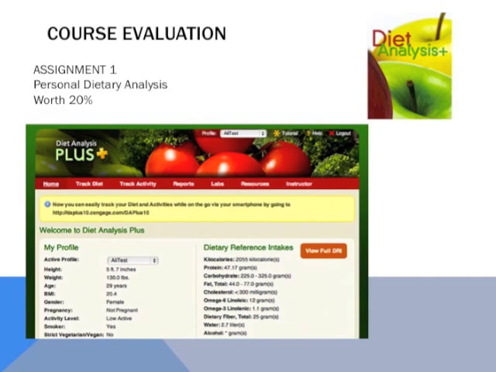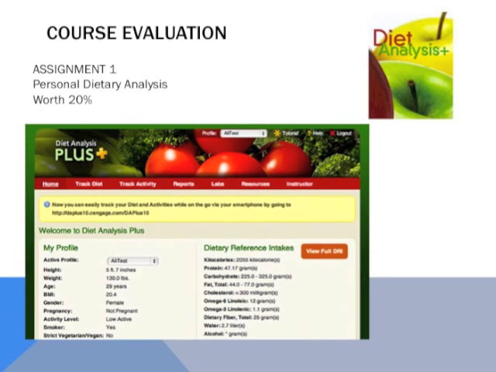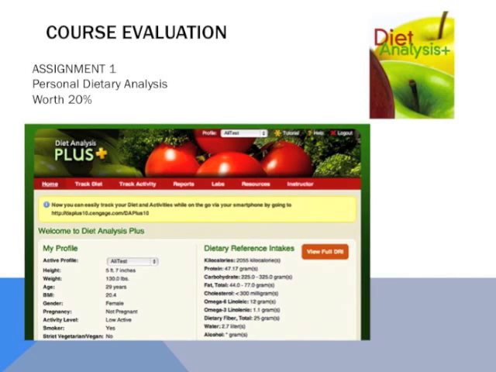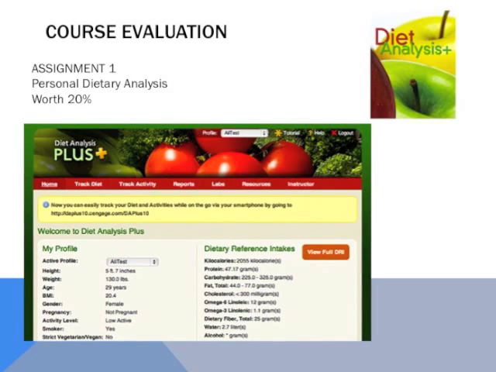For this, you will need the program Diet Analysis Plus. This comes bundled with your textbook when you purchase it through the campus bookstore. However, if you're using a second-hand copy of the textbook, then you will need to purchase a copy of Diet Analysis Plus separately. Again, it's available through the bookstore, but the most economical option I've found is to purchase a semester access pass through the publisher's website.